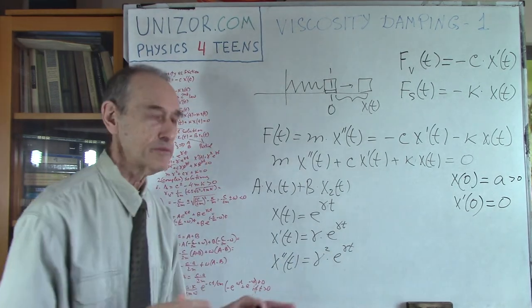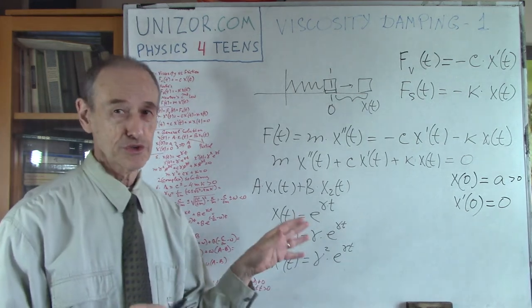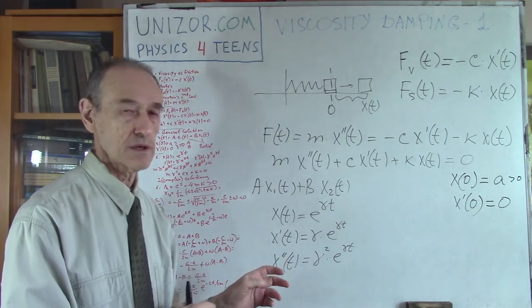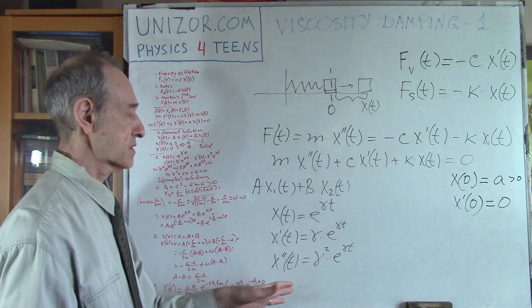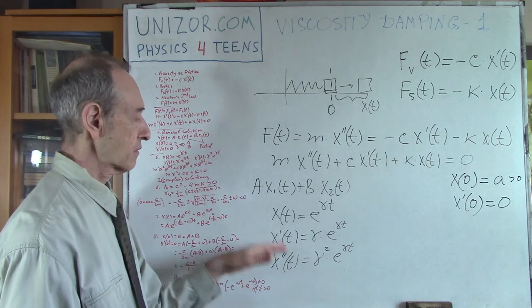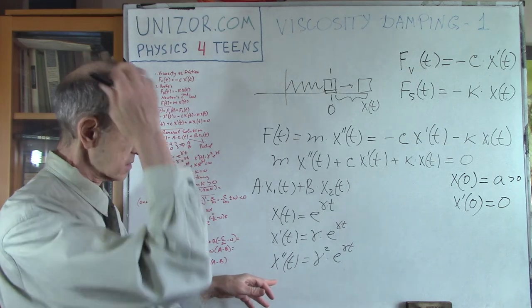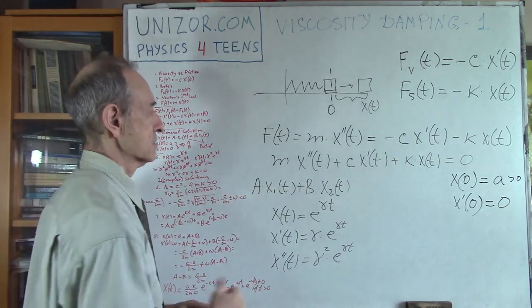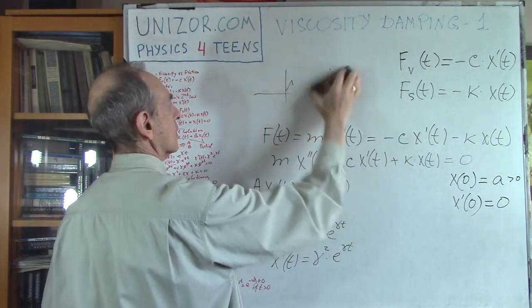Now, if you are not comfortable with first and second derivatives, I don't think you really should go into physics, quite frankly. You should go back to mathematics and learn calculus. So, I'm just using this. This is kind of a simple thing. And what happens if I substitute x prime and the second derivative of x into this equation? Well, let's just think about what happens. It's really very easy.